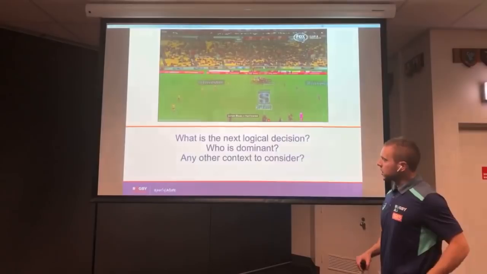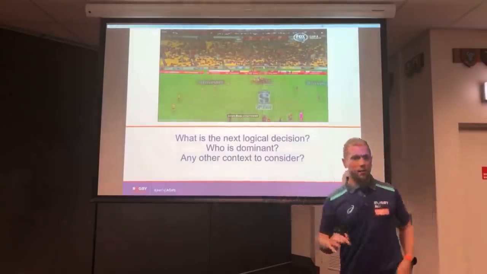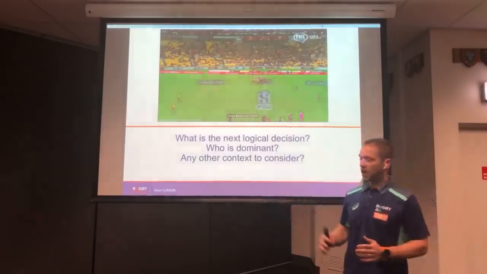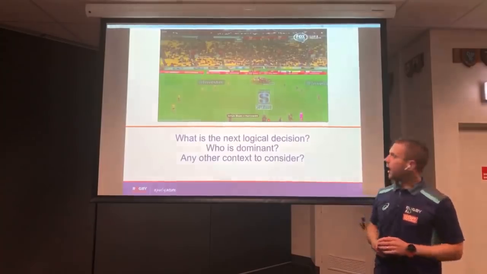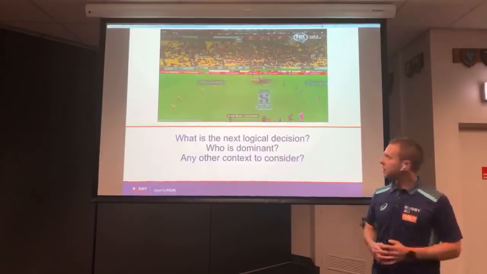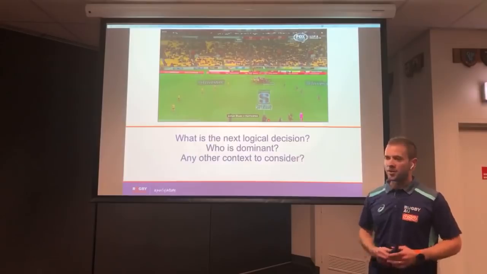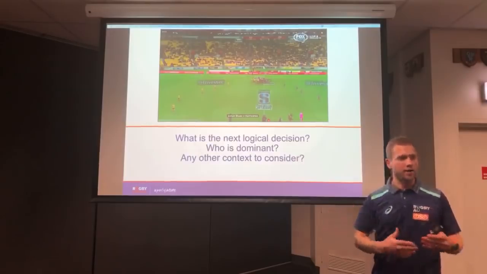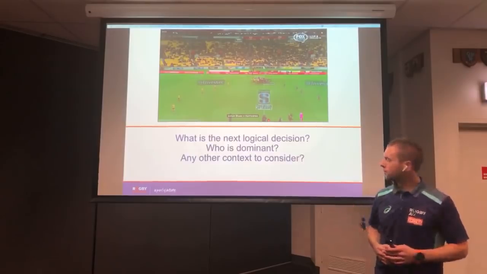Okay. So in this clip, it's pretty straightforward. We've got the Blues that are clearly dominant, but yet we've got a reset. So again, for me, this is a contextual refereeing piece. It's reading the dominance of the team and then rewarding or making a decision to reward them accordingly.